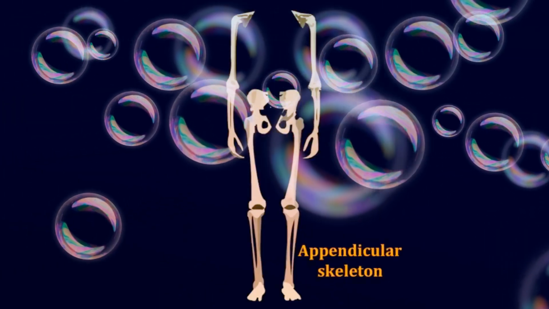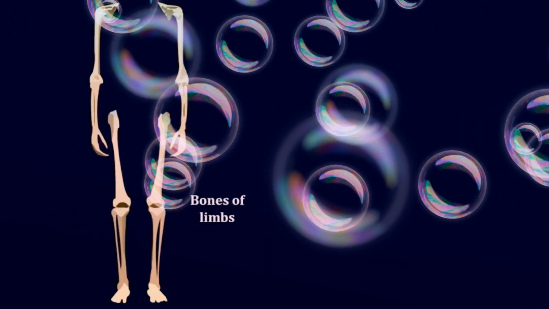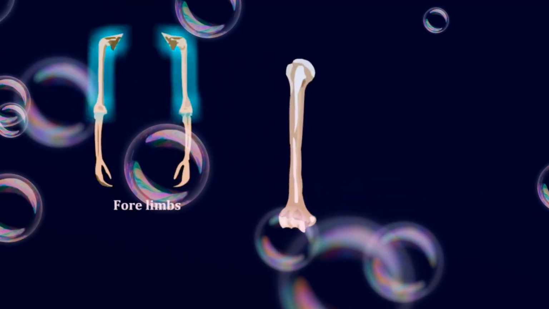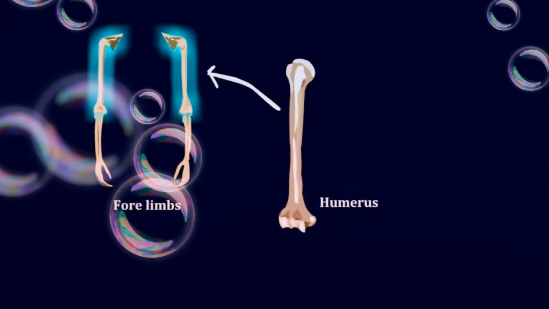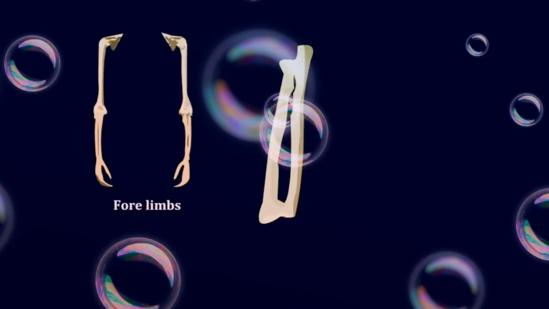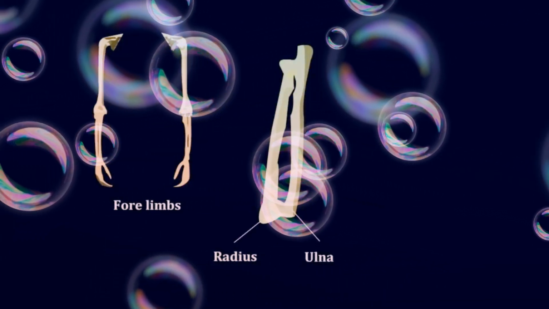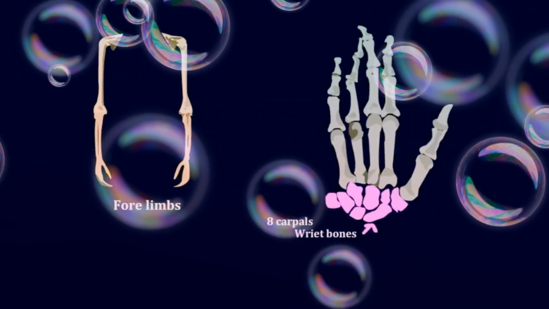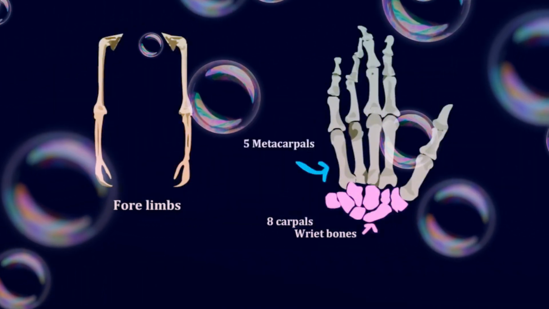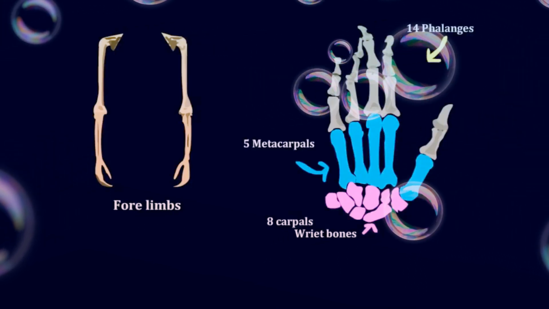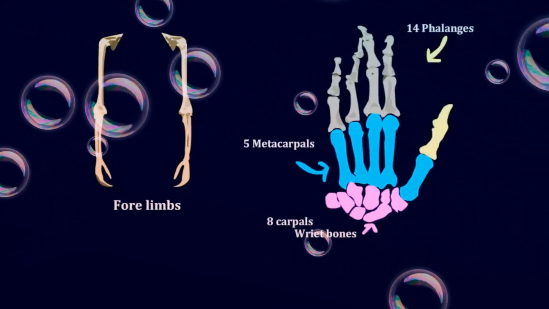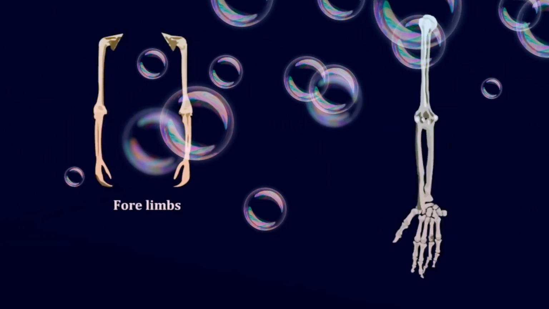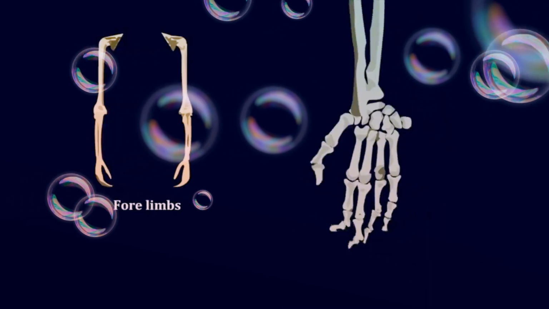Let's see what is an appendicular skeleton. Bones of the limbs. The 4 limbs contain a single long bone, humerus, in the upper arm, 2 long bones, the radius and the ulna, in the lower arm, 8 carpals or wrist bones in the wrist, 5 metacarpals in the palm and 14 phalanges, 2 in the thumb and 3 each in the remaining 4 fingers. Because of these bones, you can move your hands and fingers properly.